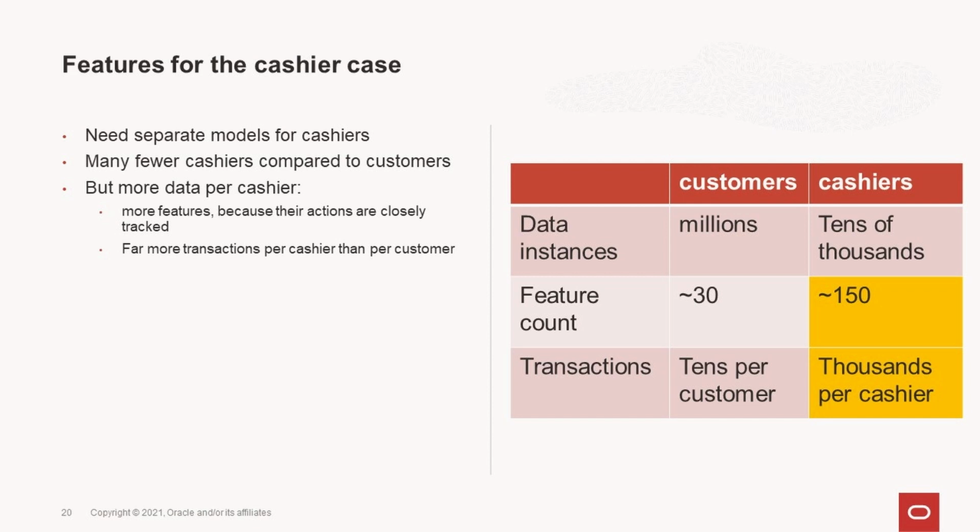And also the other obvious difference is the transactions, right? So for customers, maybe it's 10 transactions per customer or whatever. Anyways, in the tens, whereas obviously for cashiers, they're handling thousands probably at any given snapshot, right? So that's an indication that we certainly need different models and that the two cases are rather different.